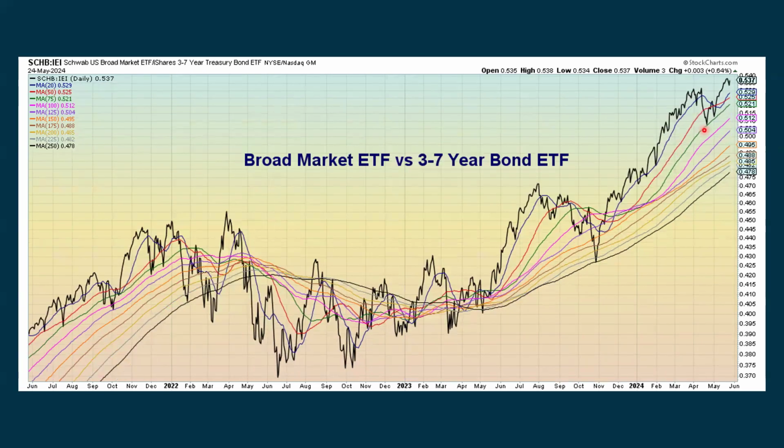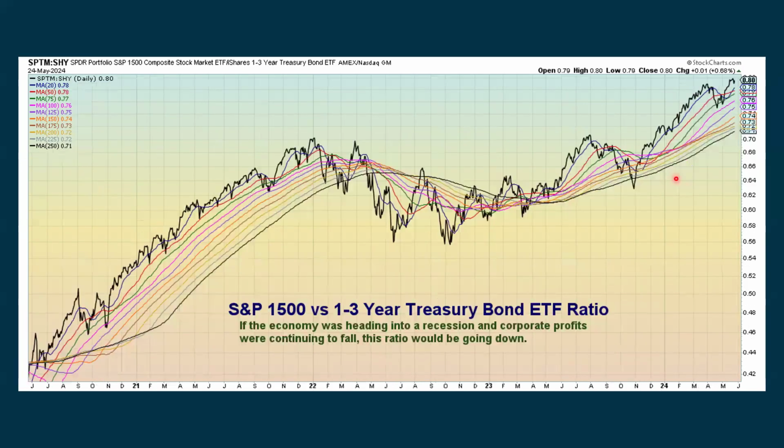We do a broad market measure with 3 to 7 year bonds. This is above the rainbow. It pulled back on Thursday, but ticked back up on Friday. So the broad market is looking good here. We use another broad market measure, the S&P 1500 with shorter term bonds. This is also above the rainbow currently, so that's positive.